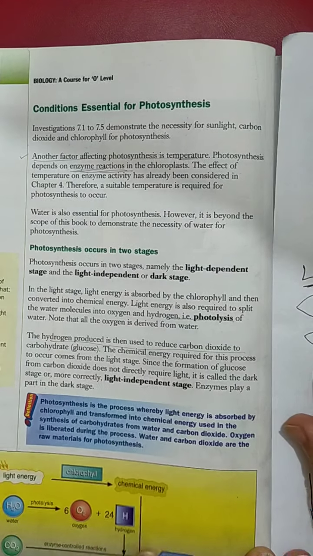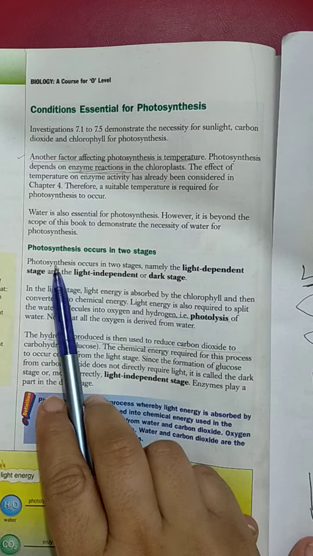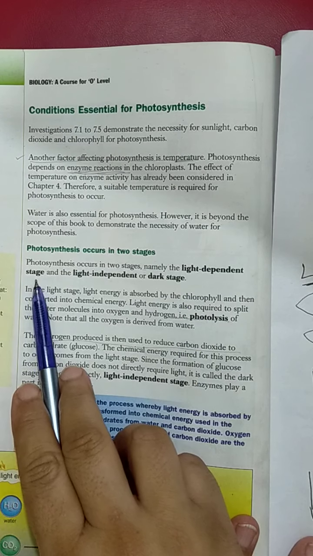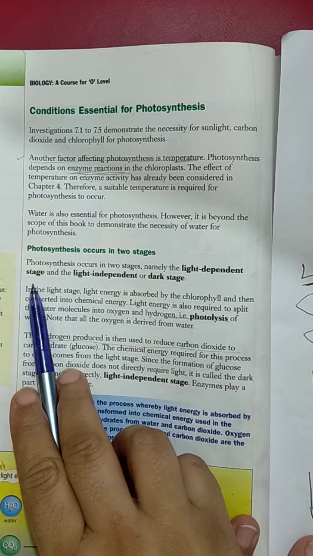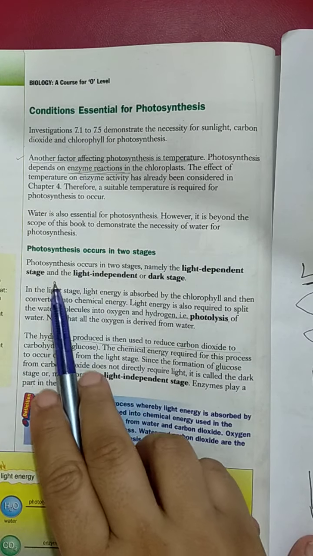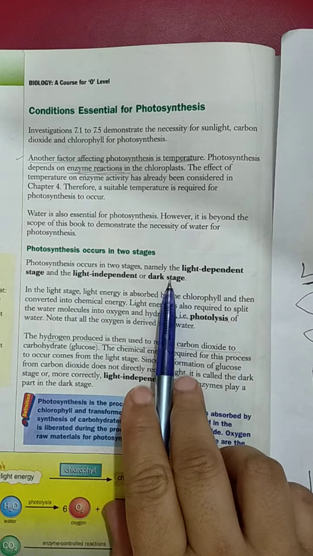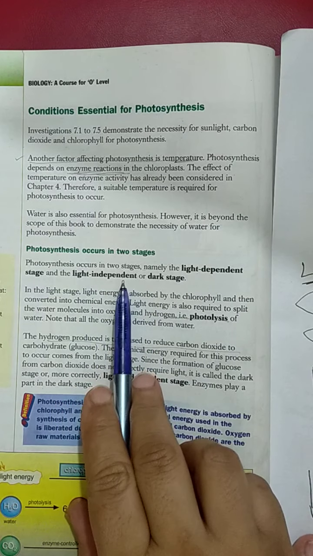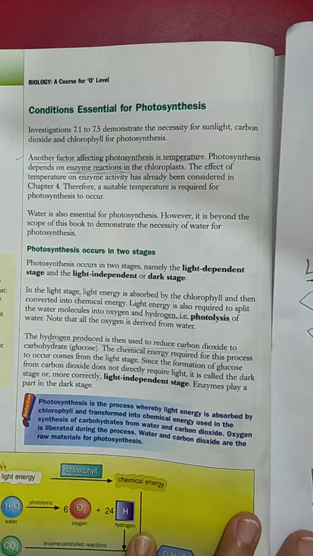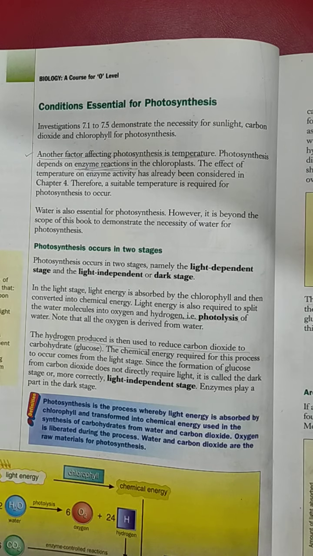Okay, now remember one thing, that photosynthesis takes place in two stages. One is called the light dependent stage. Light dependent stage means in which light is compulsory. And the second is called the light independent stage or dark stage. That stage will complete even in the absence of sunlight. Okay, so what about these stages? I'm going to explain what happens here.